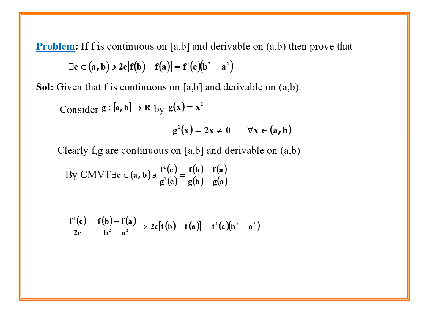So here f dash c by, what is g dash c? 2c. That is equals to f of b minus f of a by b square minus a square, which means g of b means x square, in place of x we are substituting b, which means we get b square minus a square. That implies, we are doing cross multiplication here, we get 2c into f of b minus f of a is equals to f dash c into b square minus a square.